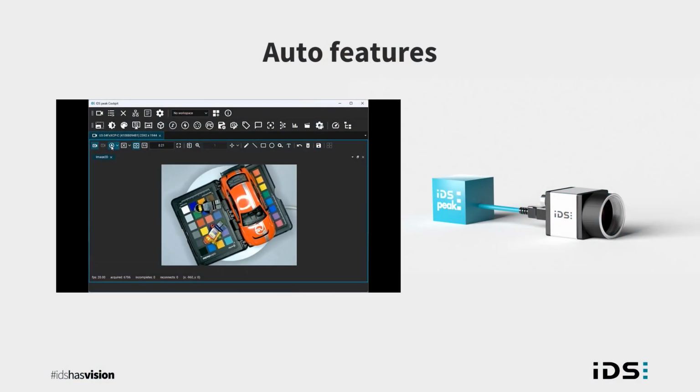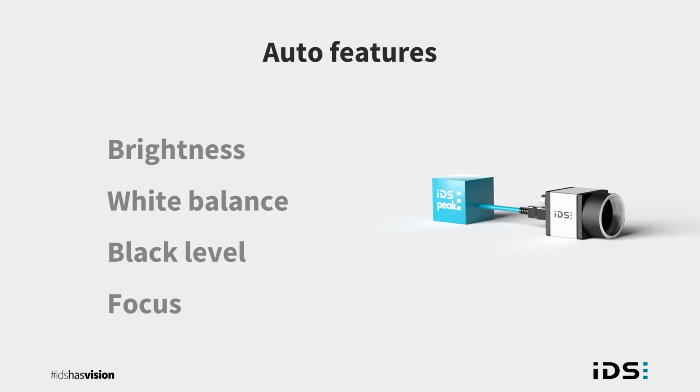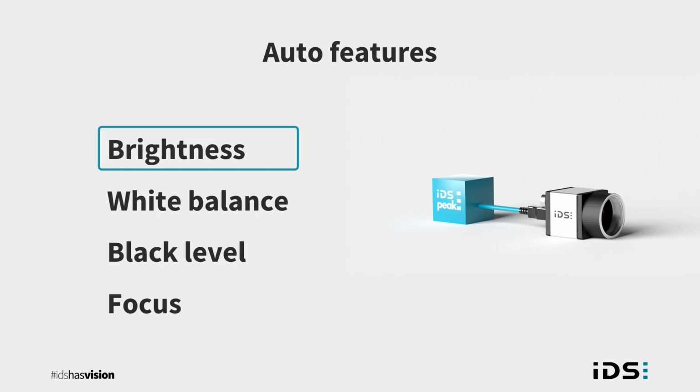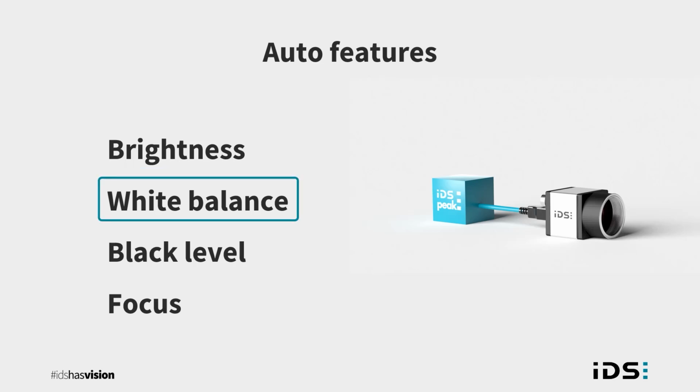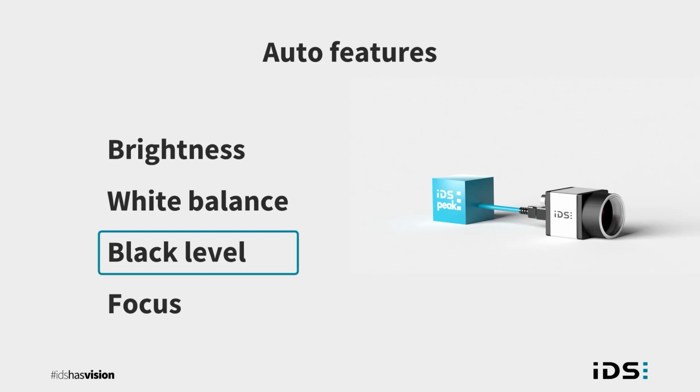In this video, we will look deeper into the auto features available with IDS cameras. Depending on the camera family, the auto features cover auto brightness, controlling the exposure and gain, auto white balance, affecting the color balance, autofocus, which can be used to control the focus on supporting cameras, and auto black level, a newer feature that adjusts the analog black level dynamically.